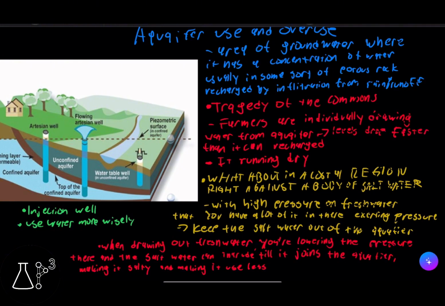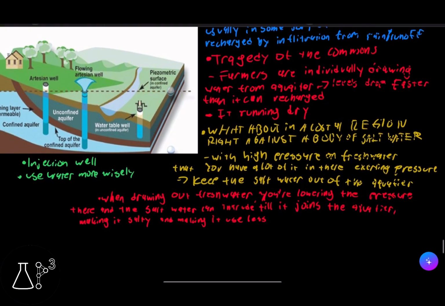But what would happen in a coastal region right against a body of salt water? So with high pressure on fresh water, where you can have a lot of it exerting pressure, you're going to keep the salt water out of the aquifer. The problem with that is that when we are draining fresh water, we're lowering the pressure there, and the salt water can intrude till it joins the aquifer, making it salty and basically useless. What we can do about it is get an injection well, or just use water a little bit more wisely. And that's about it.